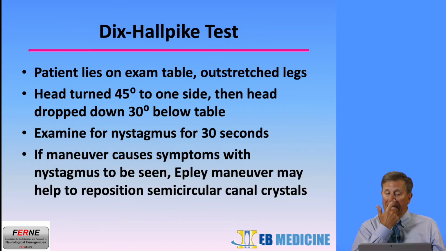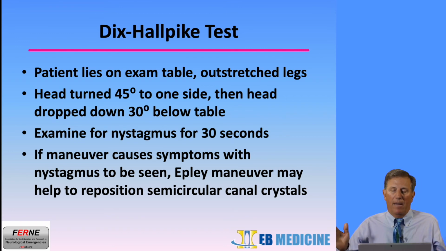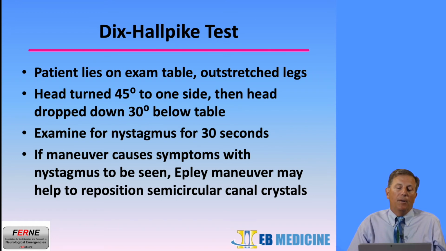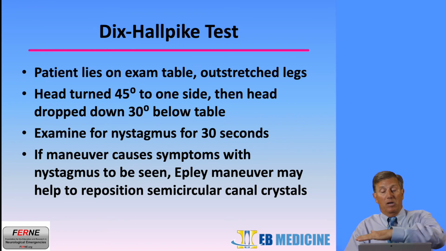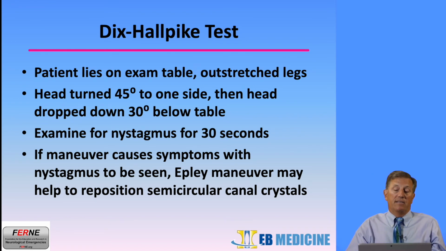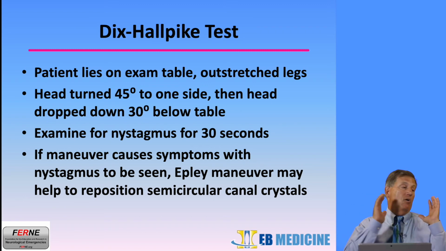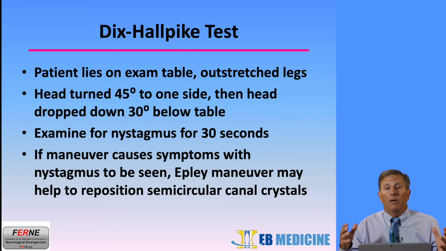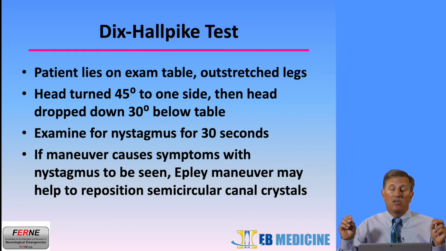So the Dix-Hallpike test. Now this is a complex test and I recommend you go to YouTube and look at videos of how this is performed. But you basically put the patient on the table, outstretched legs, head is turned 45 degrees to one side, then it's dropped 30 degrees below the table, and you examine for nystagmus for 30 seconds. If the maneuver causes symptoms with nystagmus when you drop their head 30 degrees below the table with the 45 degree tilt, you know that it's likely BPPV because of this positive Dix-Hallpike test.